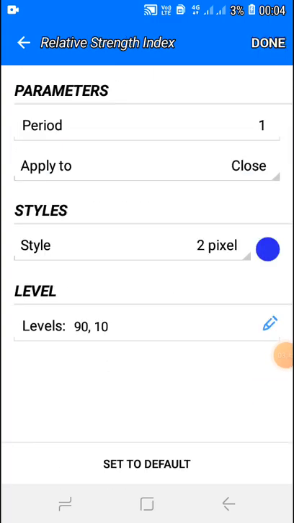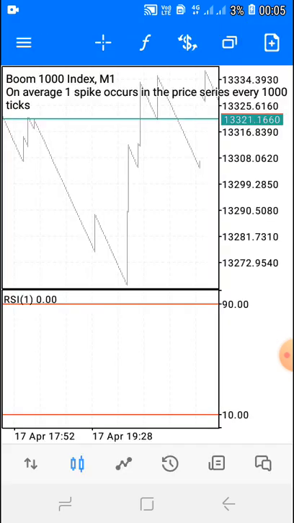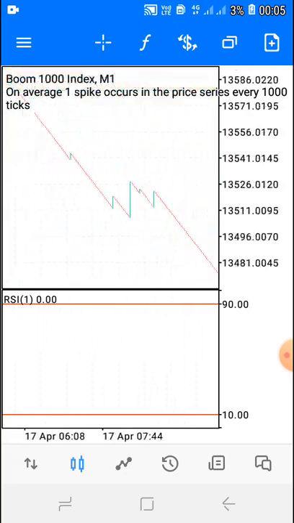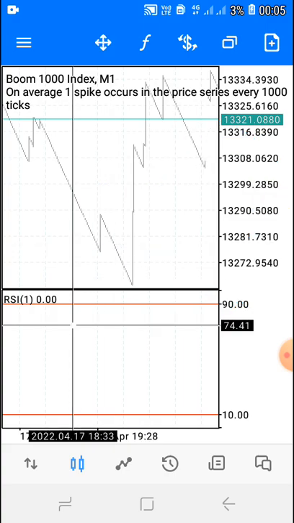Okay, now make sure that your parameters are like this. The period should be 1, apply to close, styles 2, pixel blue, levels 90 and 10. You click done, right? So when you add your RSI to your chart, there should be nothing in your RSI. Okay, your RSI should be empty.